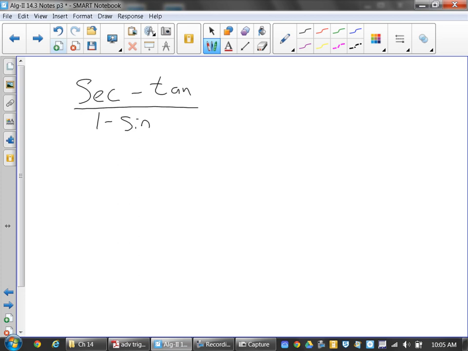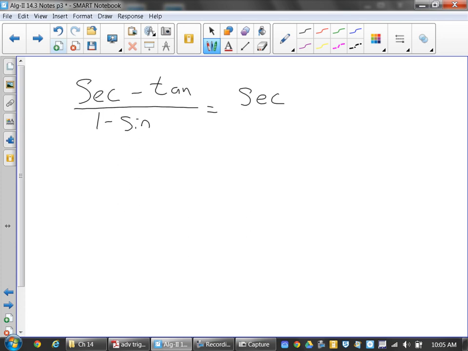I want to verify this one to be secant. I think I wrote that down right. Yeah. I want to verify that nasty looking mess. Make it equal to secant.